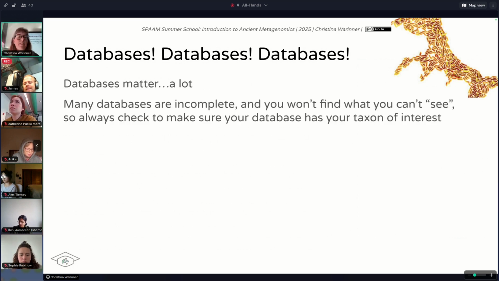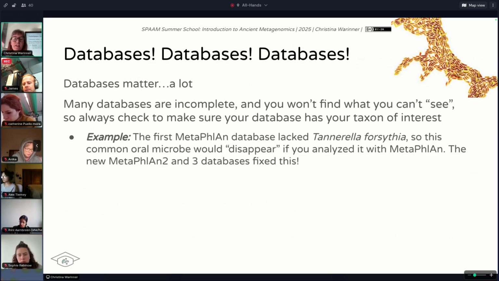Many databases are incomplete, and you won't be able to find what you can't see. So you have to always check to make sure your database contains the taxa of interest. If you use a database that doesn't include the taxon you're looking for, you're never going to find it. So let's give an example here.